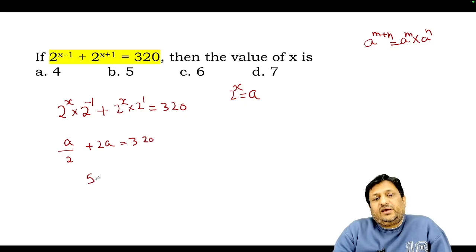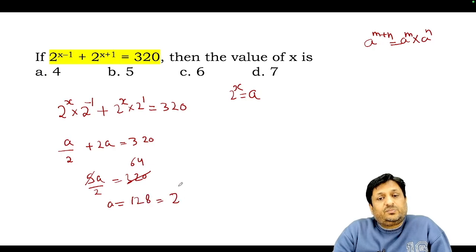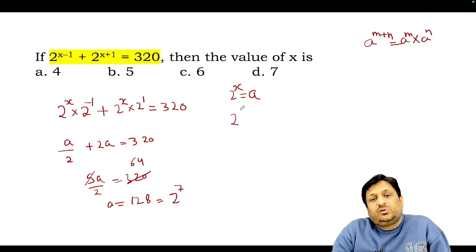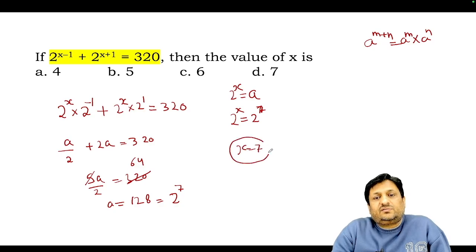So 5a by 2 is 320. If I cancel it by 5, it is going to give me 764. So a comes out as 128, and I know 128 is 2 raised to the power 7. So what was a? A was 2 raised to the power x. So 2 raised to the power x is equal to 2 raised to the power 7. It means x is equal to 7. So the answer of this question is option D.